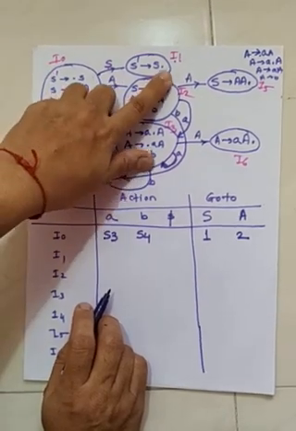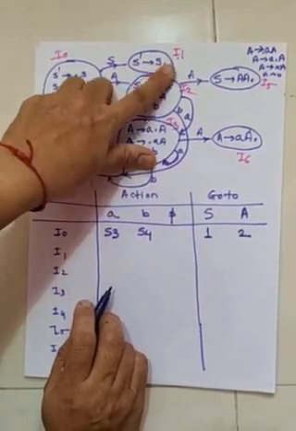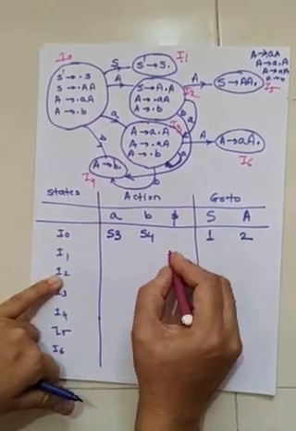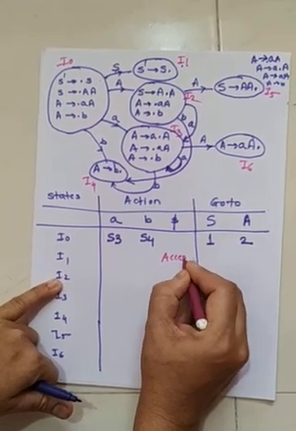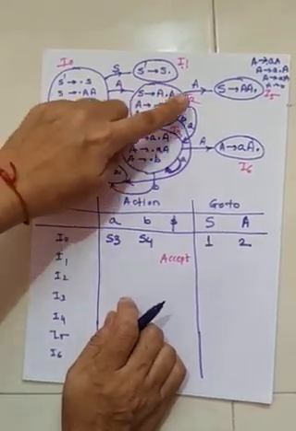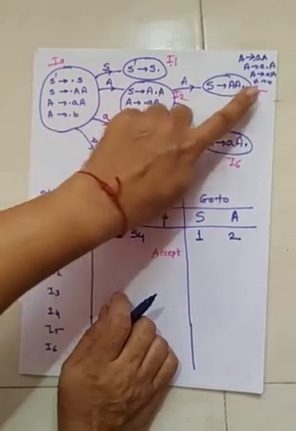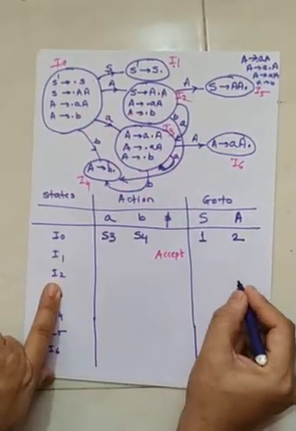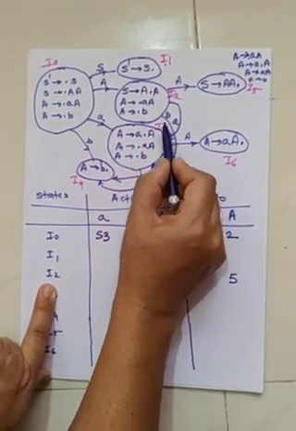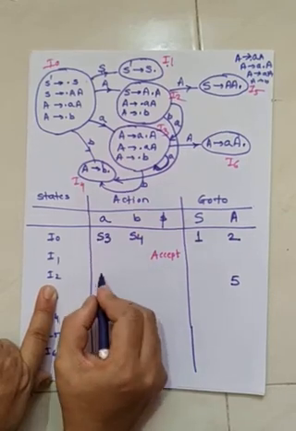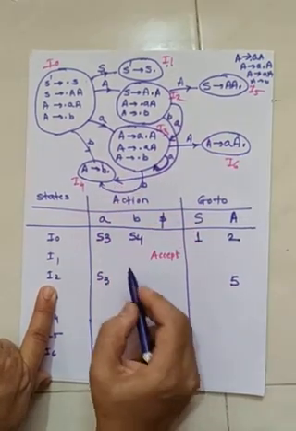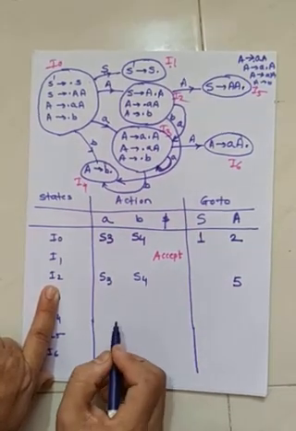Now we will see the I1. As this I1 is the augmented grammar state, at the dollar of this augmented grammar, we just write accept. Then we consider the next state I2. Now for I2, capital A is going to state 5. Here small a is going to I3, so small a is a shift action going to I3, and B is going to I4. So again it is shift action going to state 4.